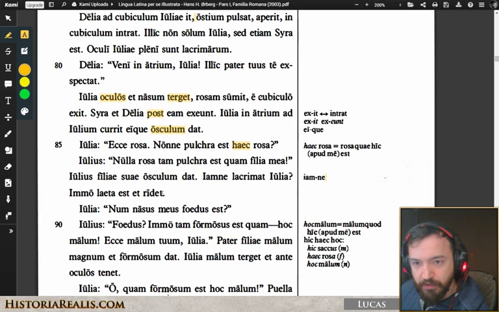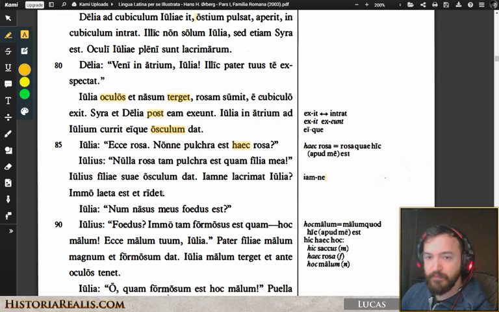Hic can also mean here or this thing here. Yeah, isn't this rose here beautiful? Yeah, sure, that's exactly what I was saying.